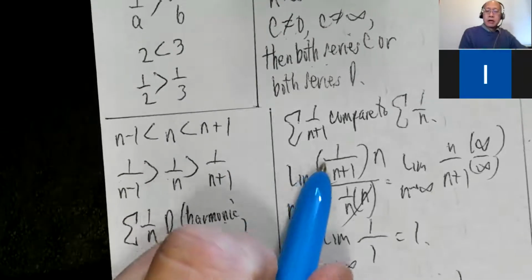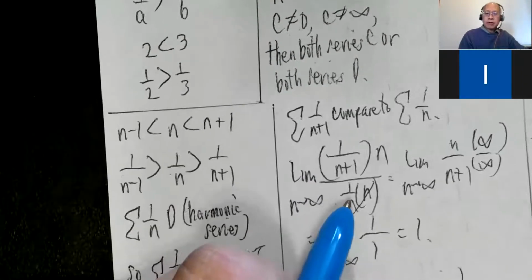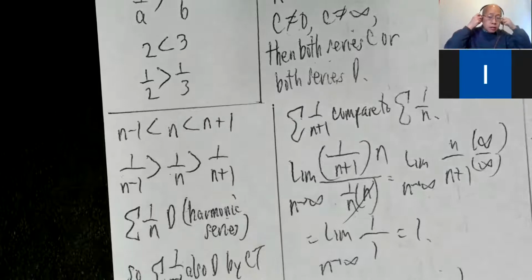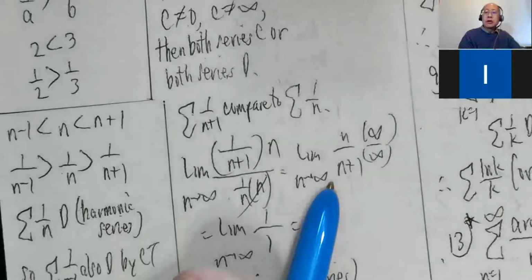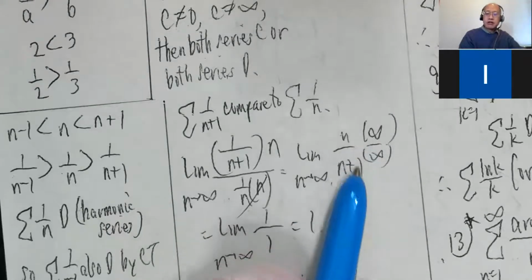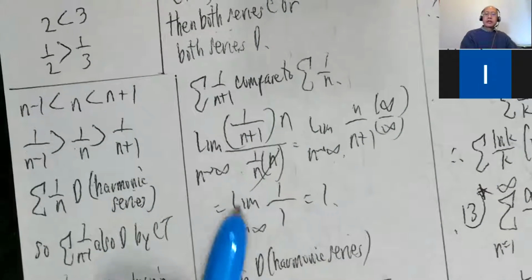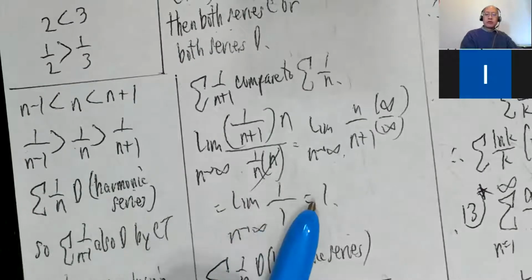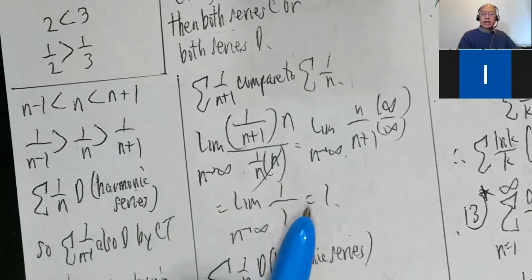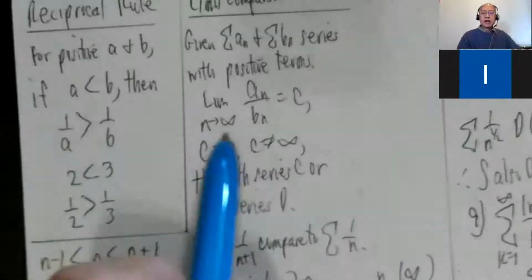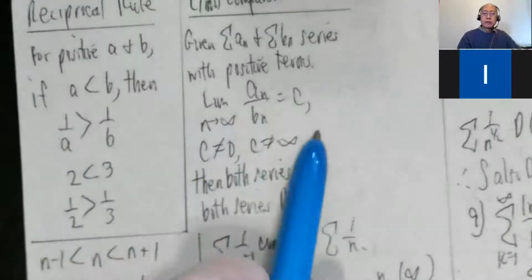All right, so I take this limit. 1 over n plus 1 over 1 over n, multiply top and bottom by n. So I get n over n plus 1. By L'Hopital's rule, that's infinity over infinity. So I get the limit as n approaches infinity of 1 over 1, which is 1. Okay, and that's fine. So by limit comparison test, I got a limit that came out to be 1.